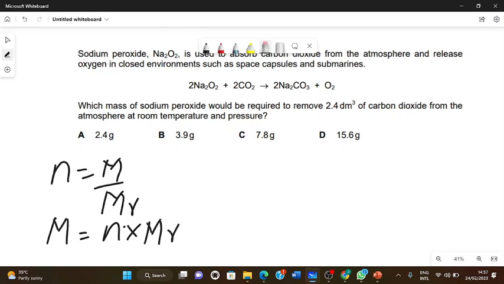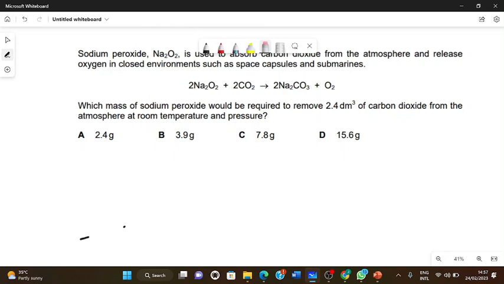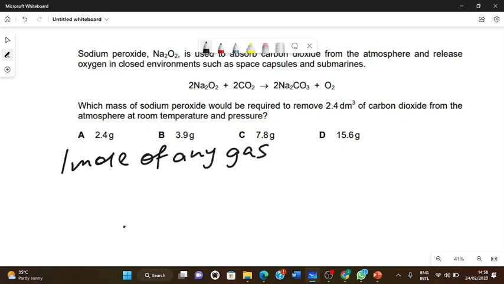Now, remember I told you that 1 mole of any gas will occupy a volume of what? 24 dm3 at RTP, that is at room temperature and what? Pressure.